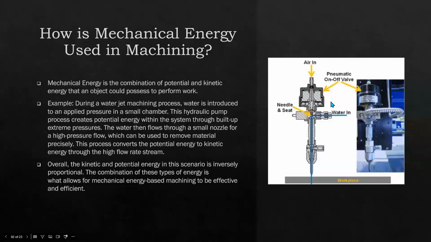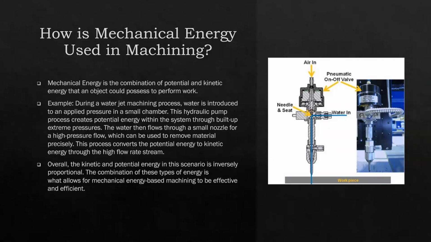So how is mechanical energy used in machining? Mechanical energy is essentially when kinetic energy and potential energy combine to perform some type of work in a system. An example of this would be during a water jet machining process.